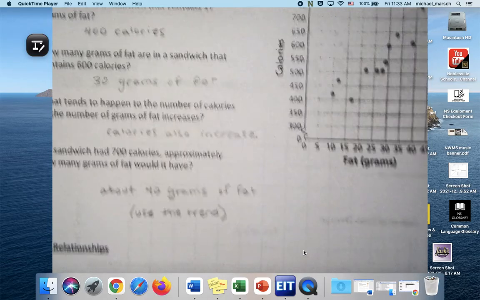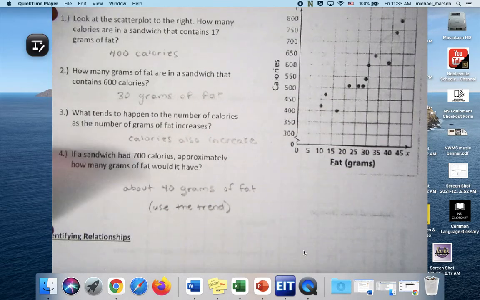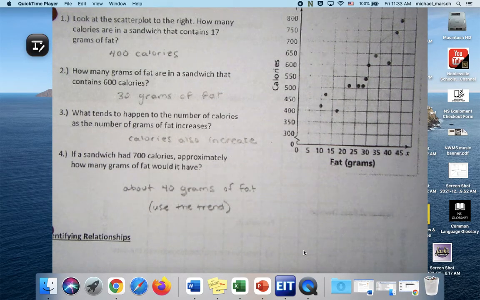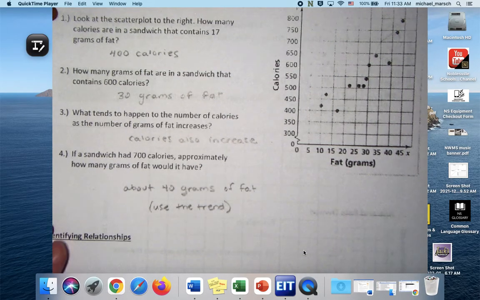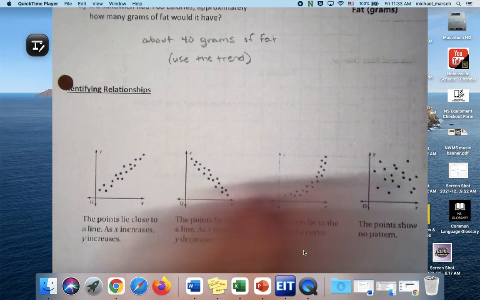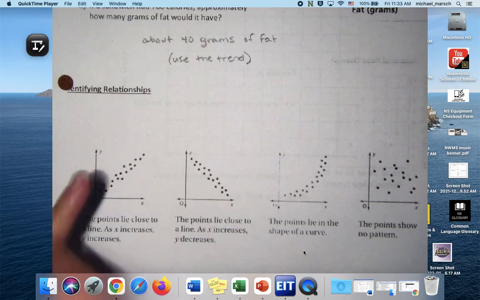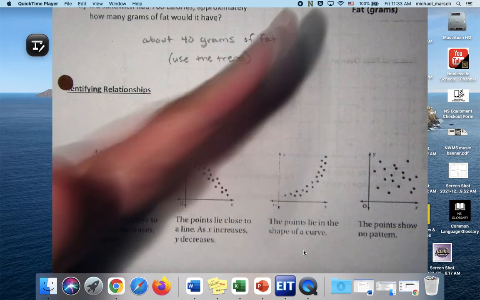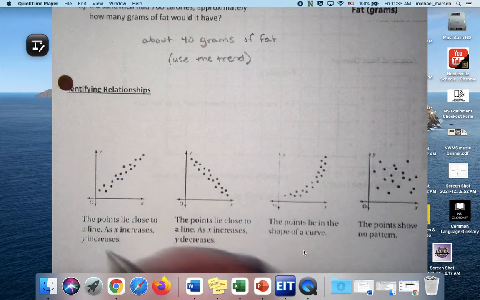Okay, so about 40 grams of fat, we used the trend of the scatter plot to help us determine that. All right, now we're going to talk about the different relationships that can happen when you have a scatter plot. So if X and Y are both increasing, that's going to be positive, right?